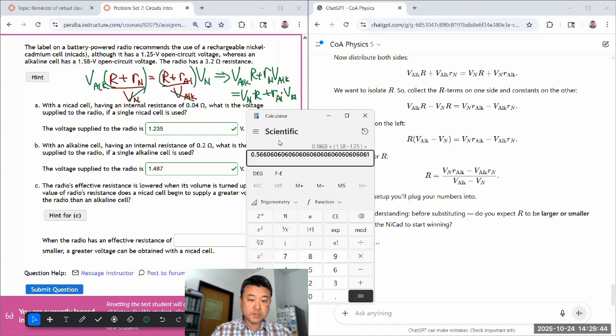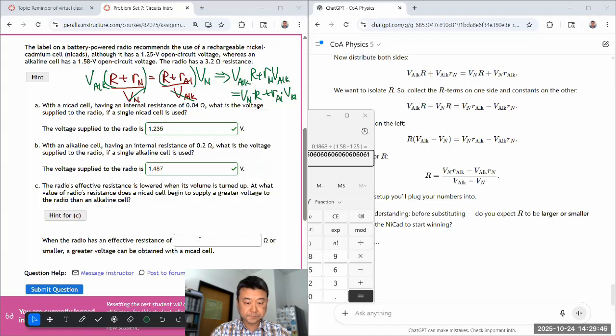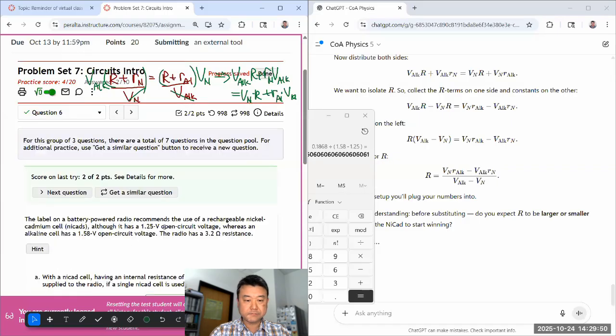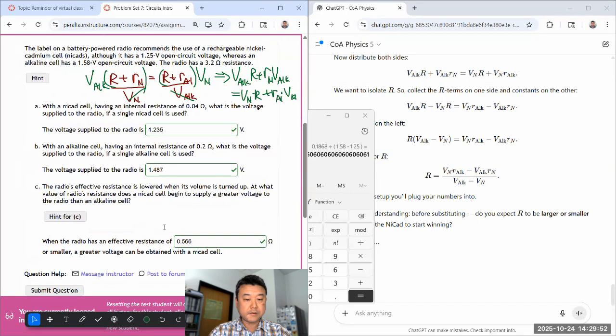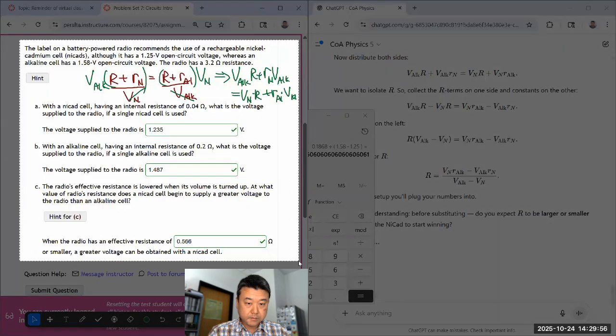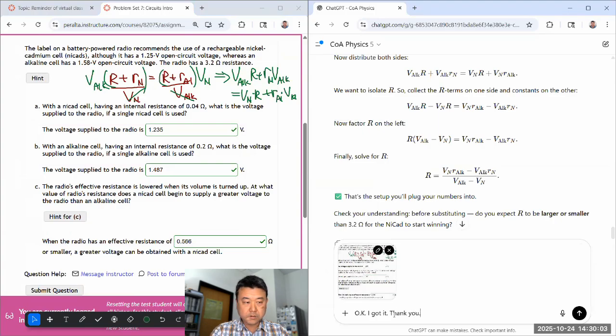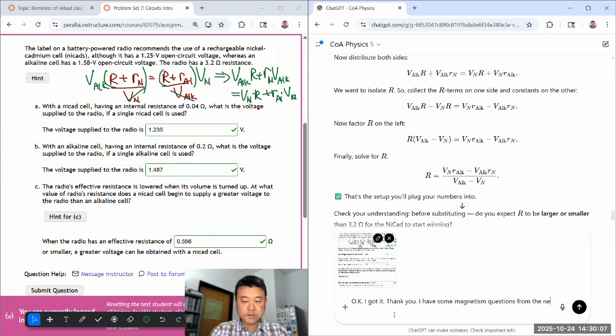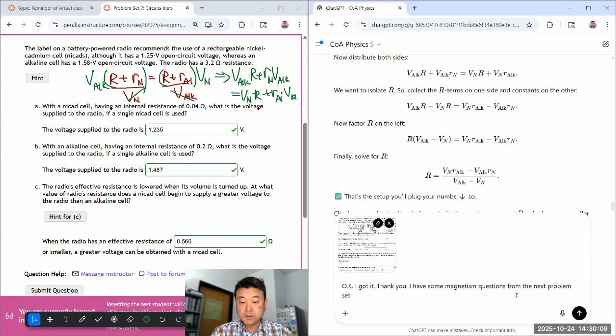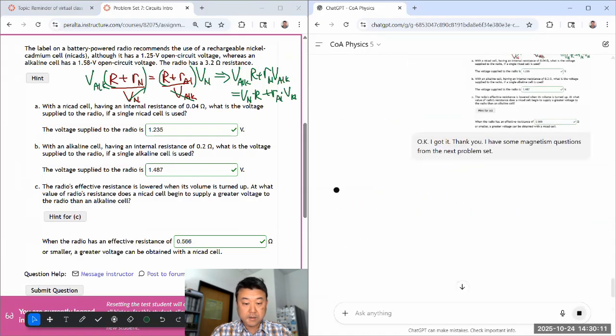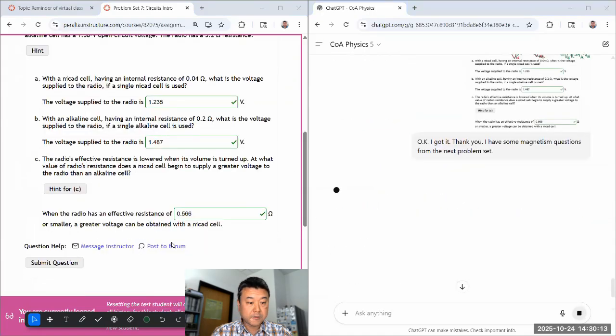So that should give me 0.566. Probably, I think. Yeah, felt right. So I'll say, okay, I got it, thank you. Okay, I got it. Thank you. I have some magnetism questions from the next problem set. And then I'll get to that.